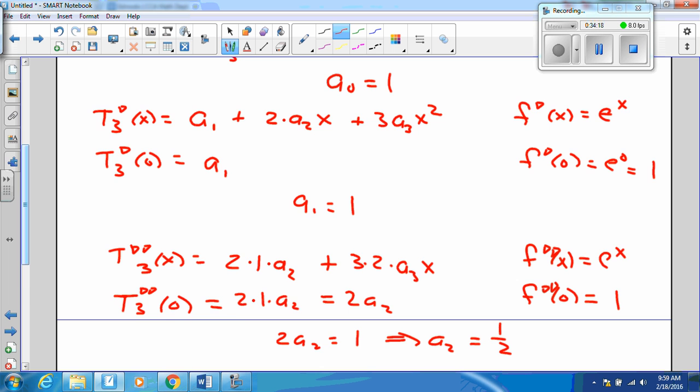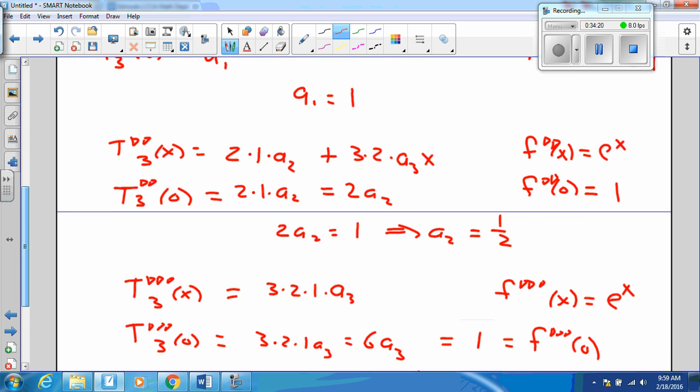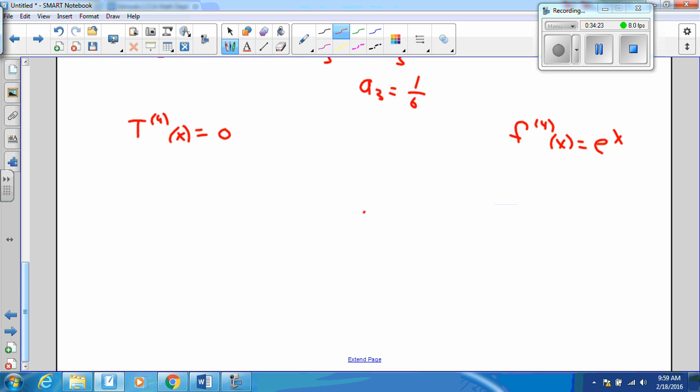Okay, well, let's put it all together. We have found our coefficients, 1, 1, 1/2, and 1/6, so that we can say that our t3 of x is equal to 1 plus 1x plus 1/2 x squared plus 1/6 of x cubed. And that's it. The procedure was not too hard. It was a little bit tedious, but it seemed pretty straightforward.